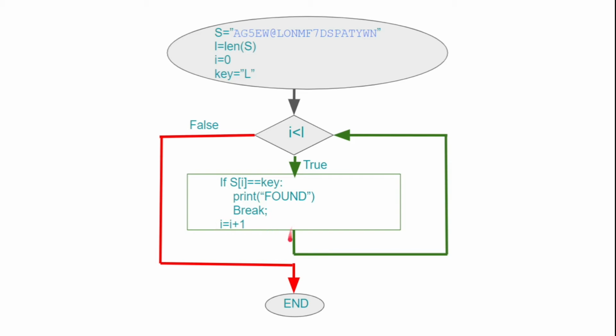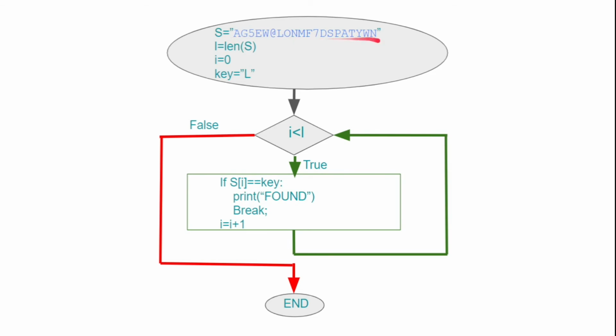Once this instruction is over, again the control will go back to this point and the same thing will be repeated. Now see, instead of searching for L, if we search for K, then this condition will never become true. You think for a moment. Suppose we are searching for the character K. In that case, for any value of I, the condition S of I is equal to key is never going to be true, because there is no K in this given string. That means for all these characters, this condition is going to be false.